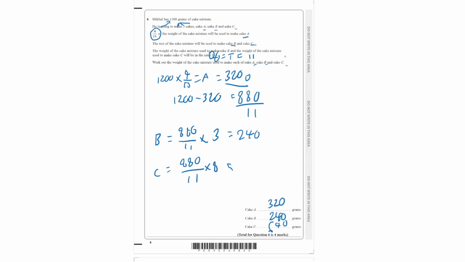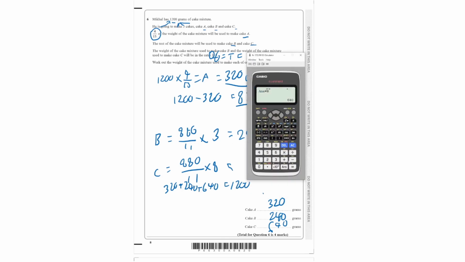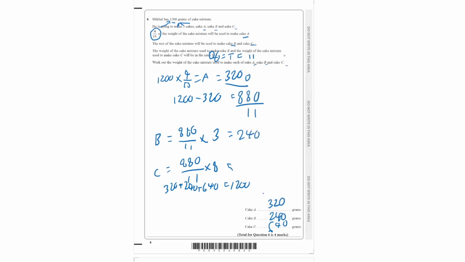Now, just to make sure that our calculations were correct, we can add all of them up and they should equal 1,200. So 320 plus 240 plus 640 should equal 1,200. And we can use a calculator to check this. 640 plus 240 plus 320 gives us 1,200. Yes, we are correct.